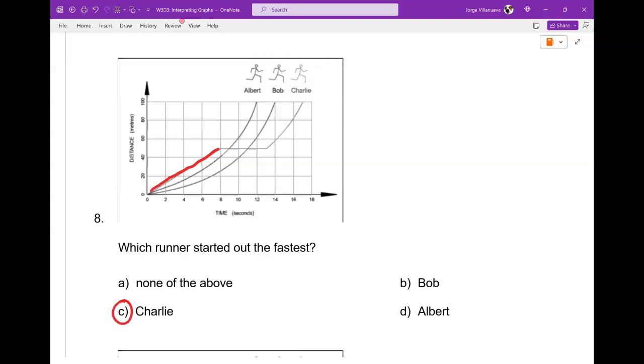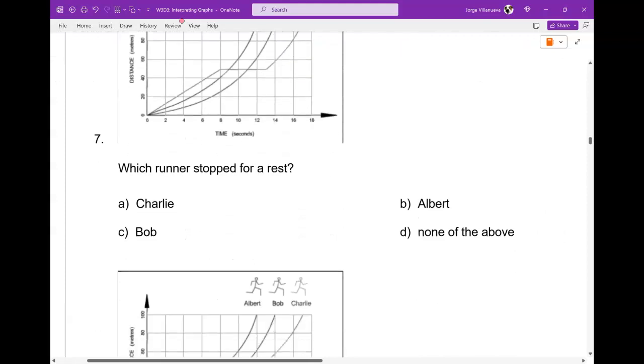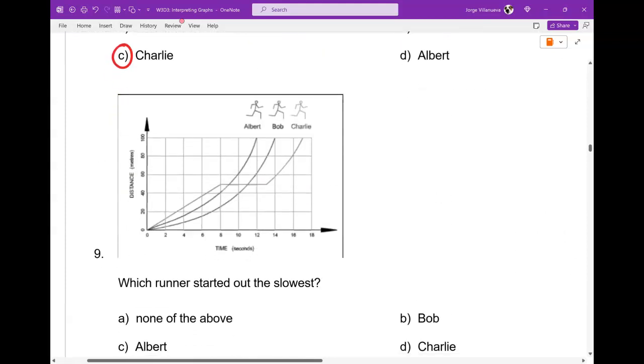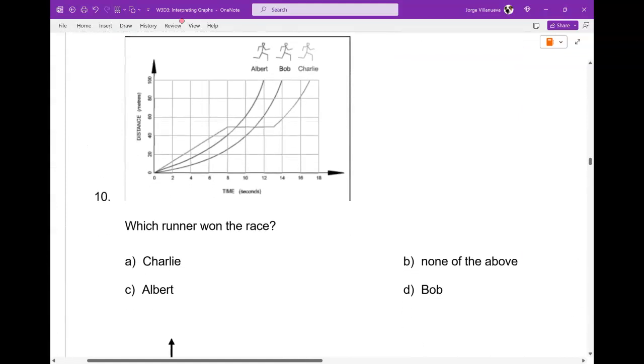They'll ask you which one stopped along the way. They'll ask you a lot of different questions. So you notice there was one up here with the same picture, right? Which runner stopped for a rest? Which runner started out the slowest? Okay? Which runner won the race?